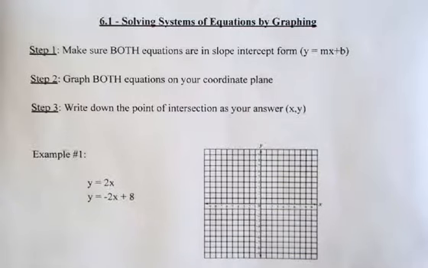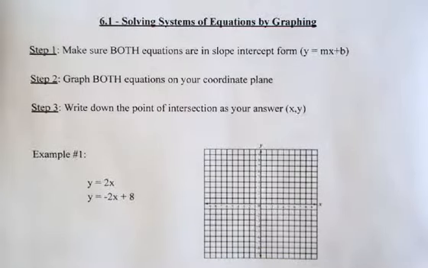So the first method that we're going to learn for solving systems of equations is graphing. So what you can essentially do is you can graph both of the lines that you're given, and then you can find the point where they intersect. If there's a point where they intersect, that means that that point is going to satisfy both equations. So if we plug that x and y coordinate into both, we're going to get a working equation. So let's see how we would do that.